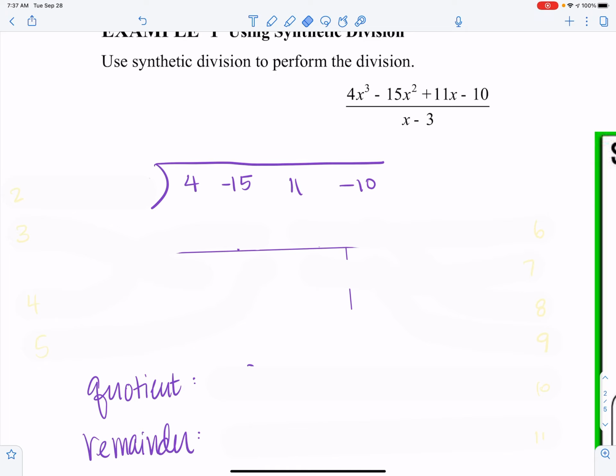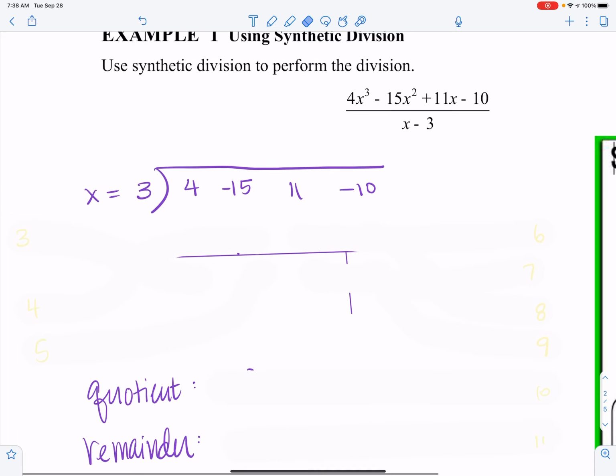When I'm dividing, I am dividing by x minus 3. But over here out to the left, you're always going to put what x equals. So if you were to solve x minus 3 for x, then x would equal a positive 3. And the very first thing that you'll do is you're going to simply bring down that 4. No math there, just bring it straight down. And then you're going to start this process of multiplying and adding over and over and over again. So you're going to take the number that's down here, you're going to multiply by what's up here. So that's going to give you a 12.